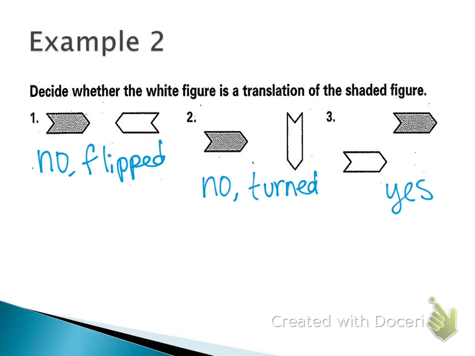Questions, concerns? Translations should be pretty straightforward. Bless you.